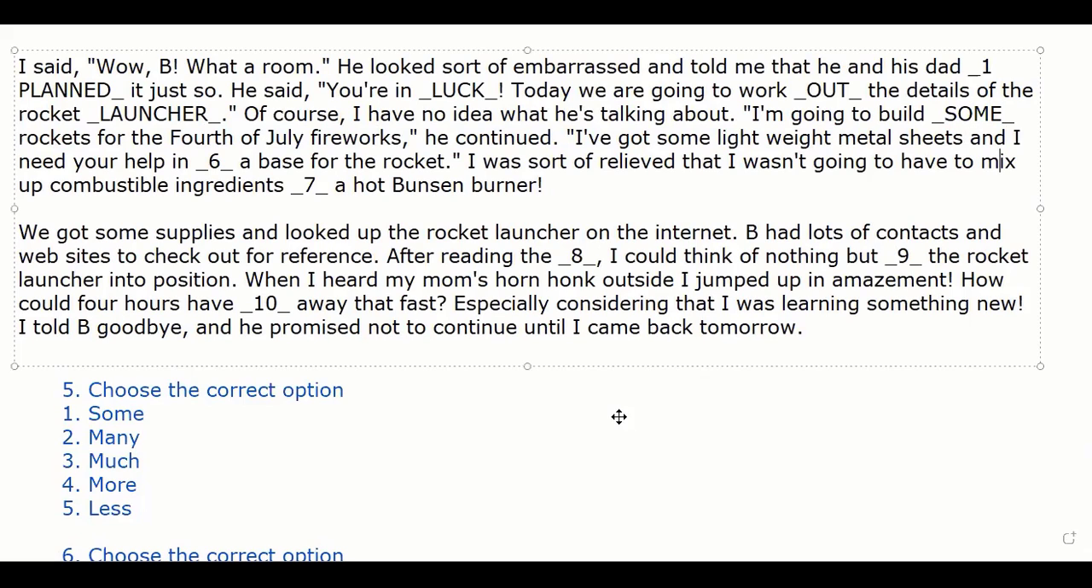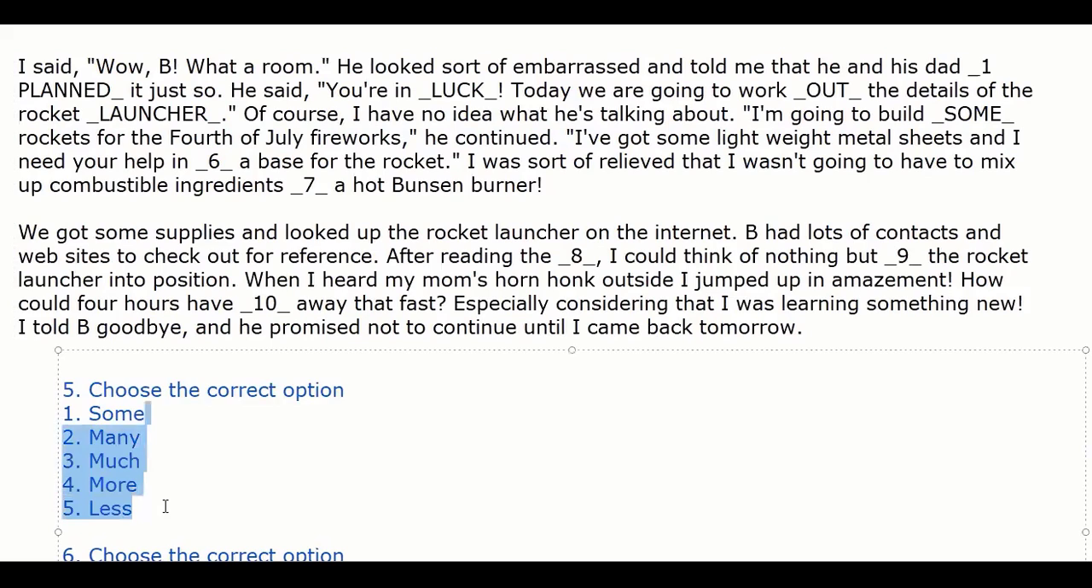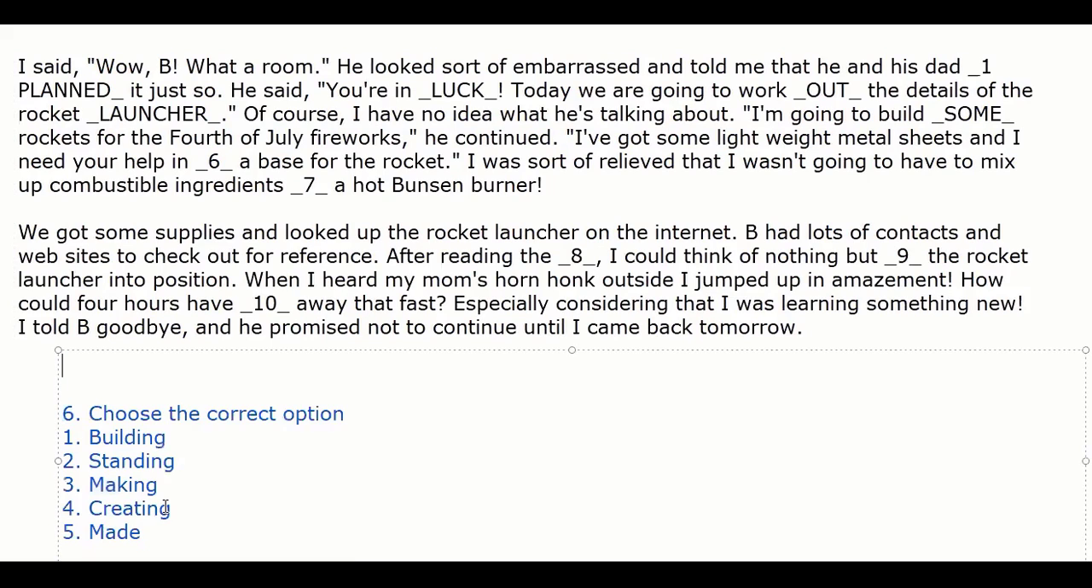Then the 6th one. I am going to build some rockets for the 4th of July fireworks. He continued, I have some lightweight metal sheets and I need your help in dash a base for the rocket.